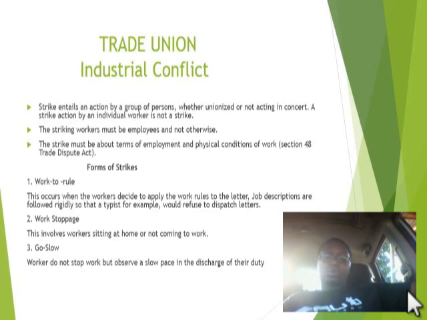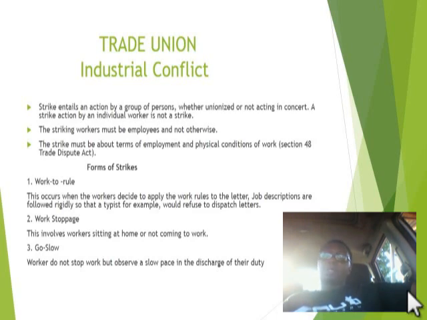Then number three is go slow. Under go slow, the worker does not stop work but observes a slow pace in discharge of their job, just as we saw under Section 48, that they can reduce the speed of the job. So the speed of the job here is being reduced. Then you have walking. Walking here means that apart from the fact that the workers refuse to work, this time they don't stay at home. They come to the working place, and remain in the place of work.